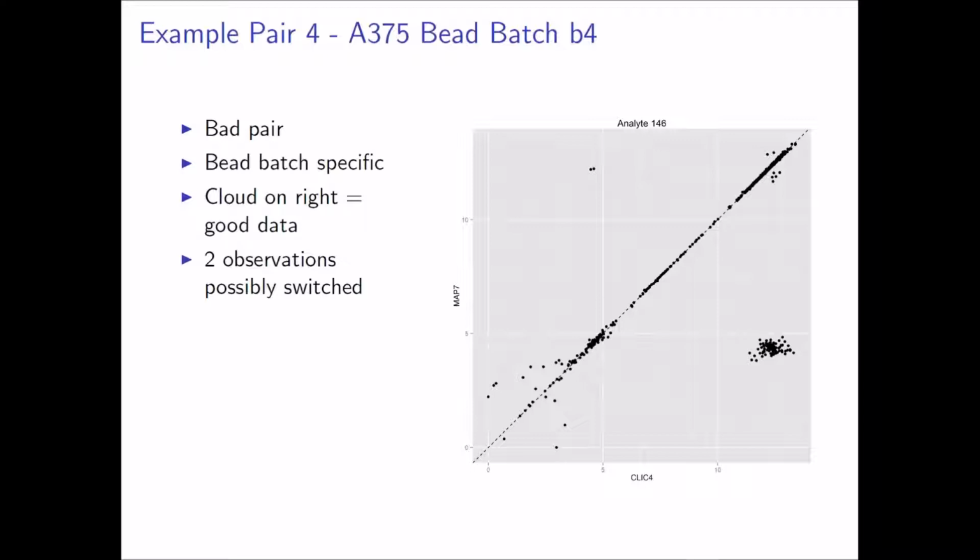And then just to show an example of a pair that for bead batch B4 just didn't work very well. You get a bunch of points right along this 45-degree line, across the whole range of expression values from close to 0 all the way to 15. So I would assume it's something about bead batch B4 that just didn't work for this pair of genes. There's a little cloud on the right, and maybe a couple points that have flipped data. But predominantly, it just looks like this bead batch failed for this pair.